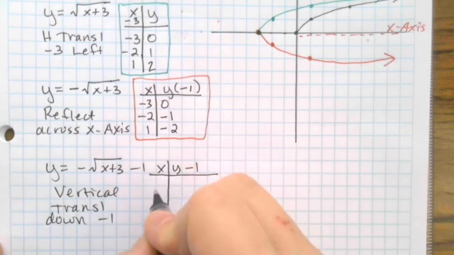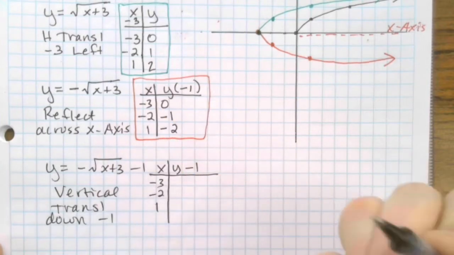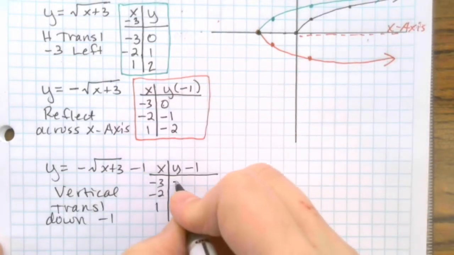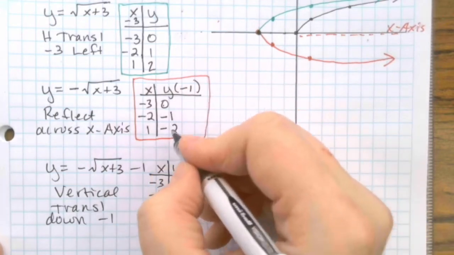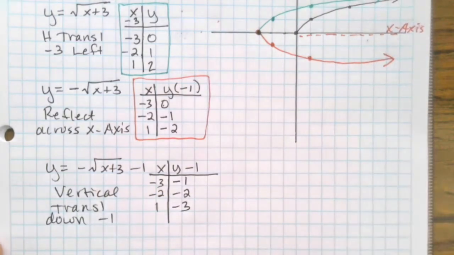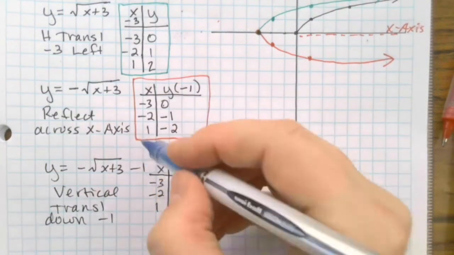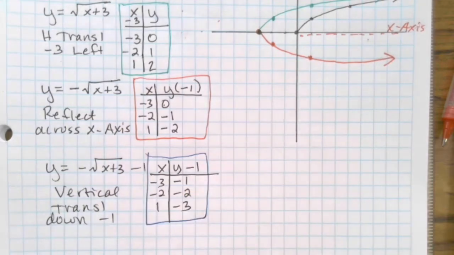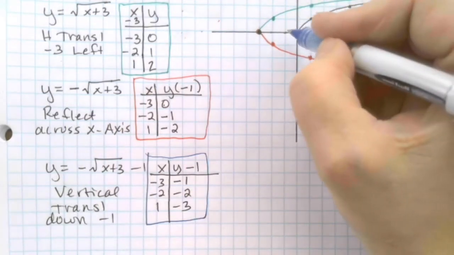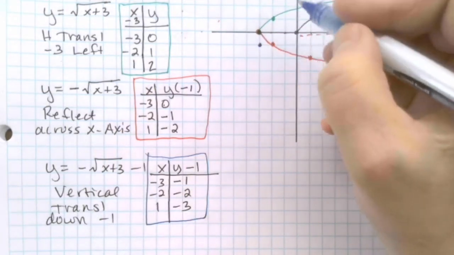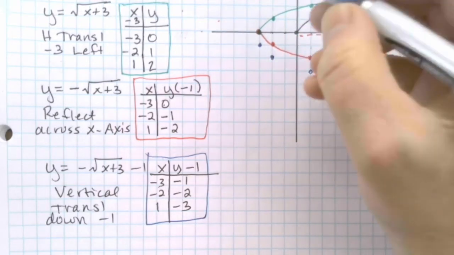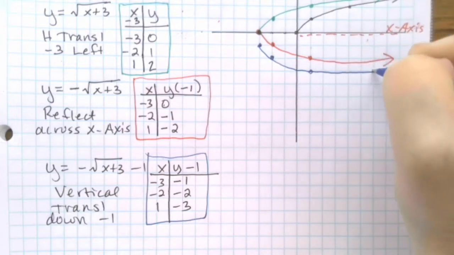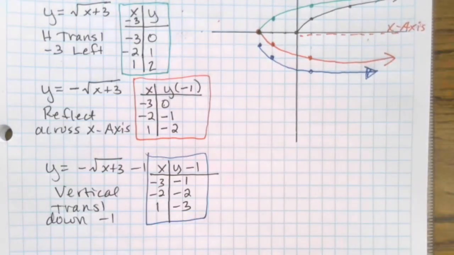Okay, so x's don't change. -3, -2, 1. 0 minus 1 is -1. -1 minus 1 is -2. -2 minus 1 is -3. And this is going to be our blue and final graph. So -3, -1, -2, -2, 1, 1, 2, -3. And there is our final graph.